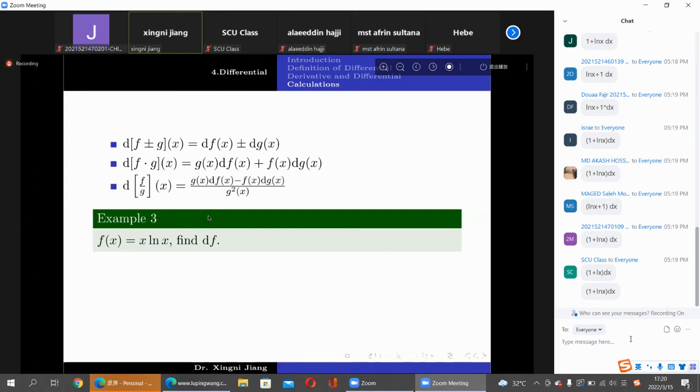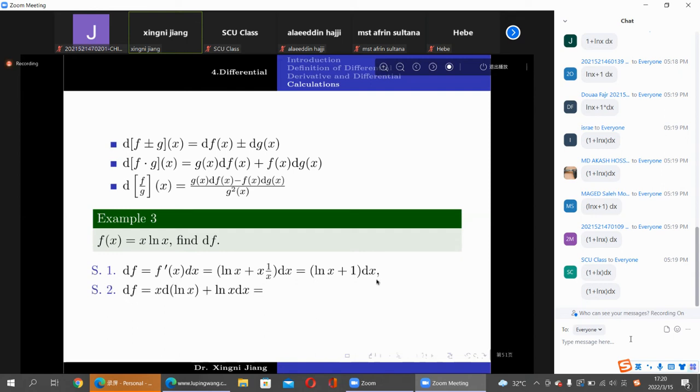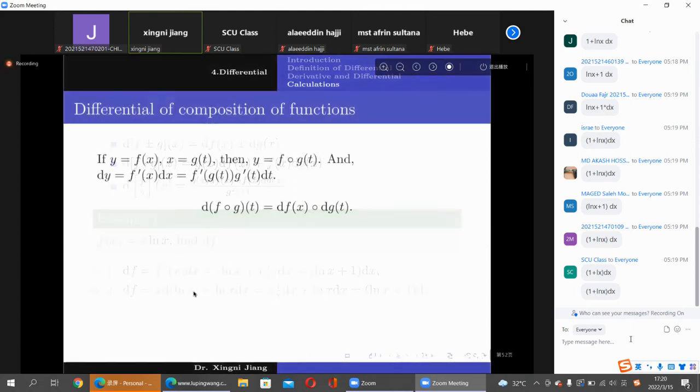Okay, so the answer is (ln x + 1) dx. You just find the derivative of f and multiply with dx. And then you do this in two ways, okay? Solution 2 is actually using this formula. You can see it's much easier than that one.